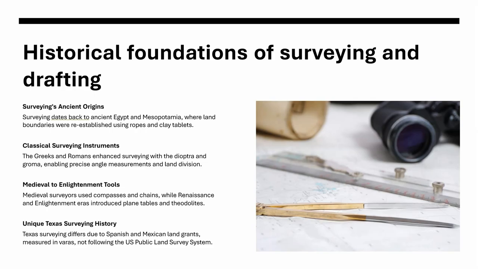And surveying continued through the Middle Ages with compasses and chains. And by the Renaissance, surveyors carried plane tables to sketch maps directly in the field. By the Age of Enlightenment, the theodolite had been invented, capable of measuring precise angles with telescopes and graduated circles. This is the foundation of modern surveying.